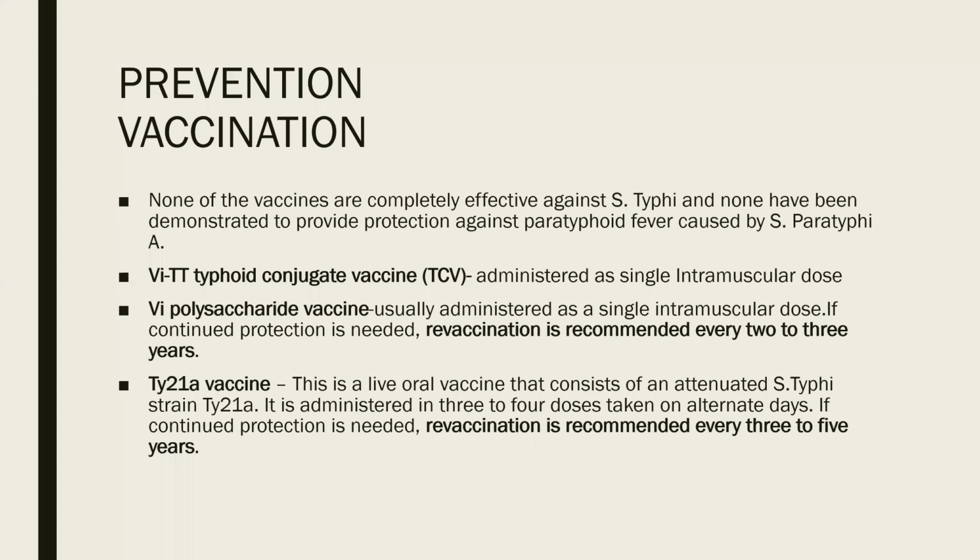Basically, none of the vaccines have been completely effective against Salmonella typhi. And none of them have been used against paratyphi. It works against typhi. You can see that the Vi capsular antigen is on just the S. typhi, that's what it attacks. But the vaccination has not been used or proposed for the paratyphoid fevers.